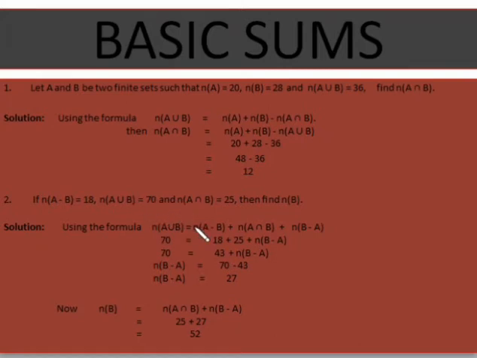We put all these values in the formula we know. The number of elements in A union B is equal to the number of elements in A minus B plus the number of elements in A intersection B plus the number of elements in B minus A. Now we put in all these values and solve it, and we get the number of elements in B minus A, that is 27. Now we are able to find the number of elements in B, for which the formula is n(A intersection B) plus n(B minus A). We add these two, 25 and 27, and this becomes 52. In this way we solve the sums.